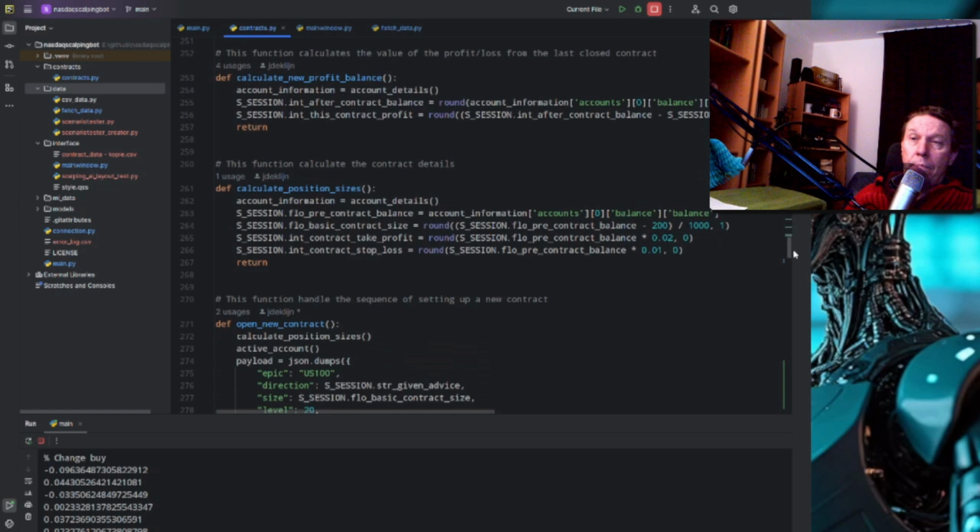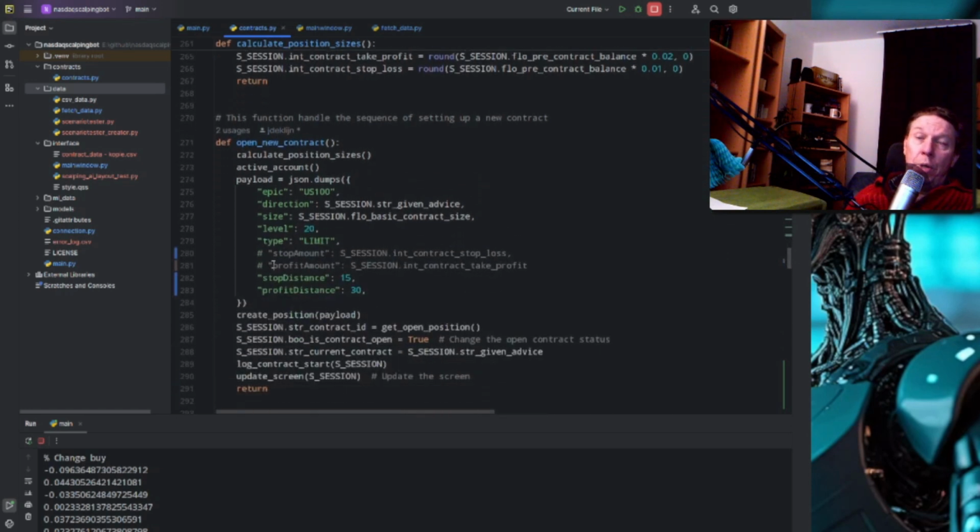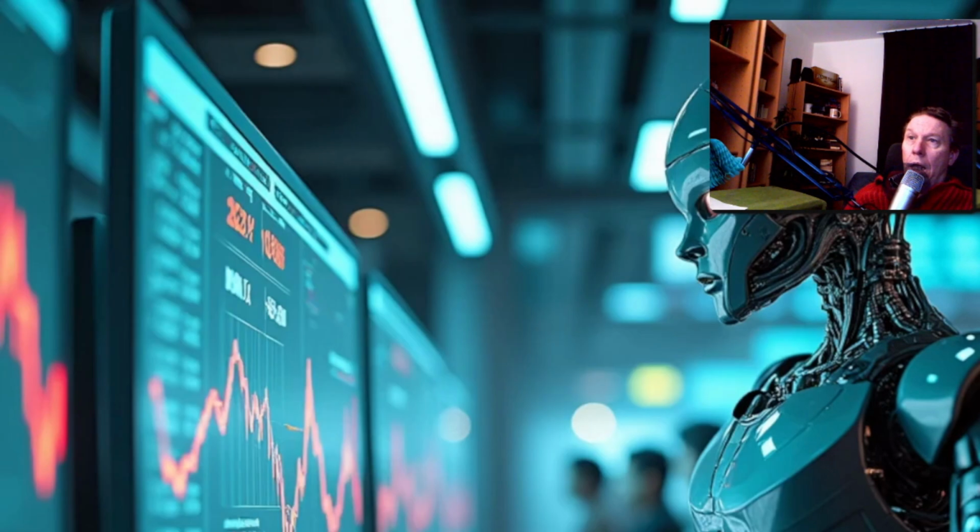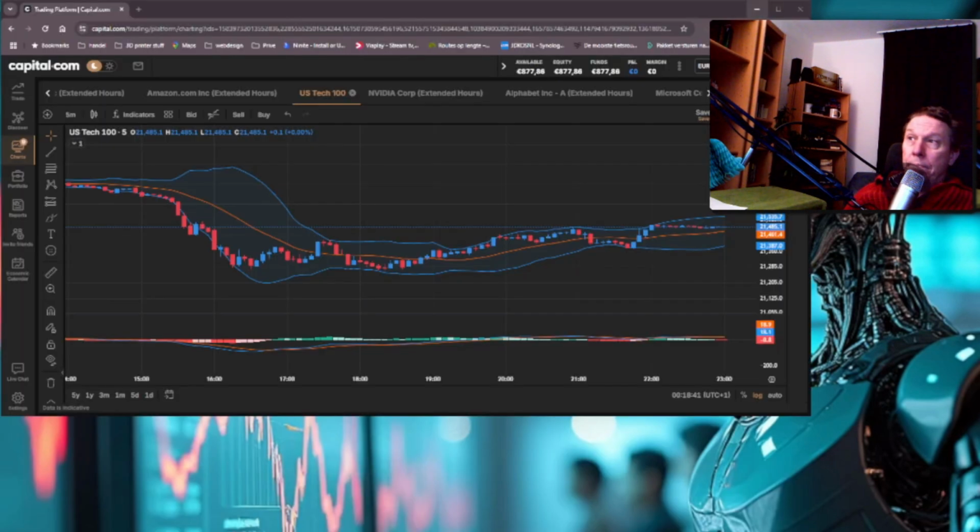And if it doesn't work, then I will go back to what we did today, with a stop distance of 15 and a profit distance of 30. It worked perfectly for today. So I want to know how we did. Going back to the profits.